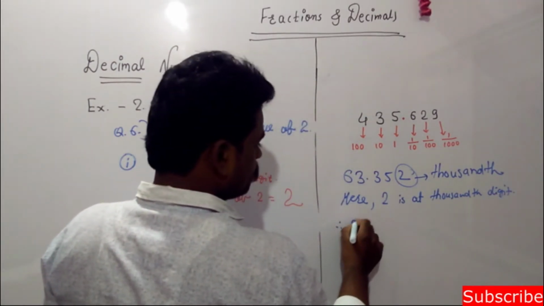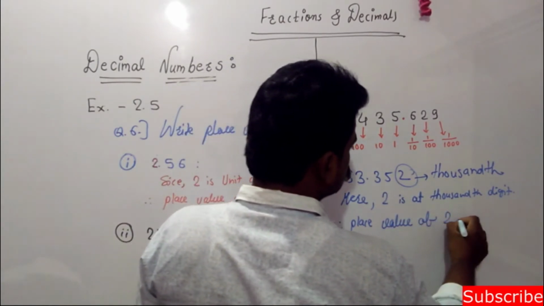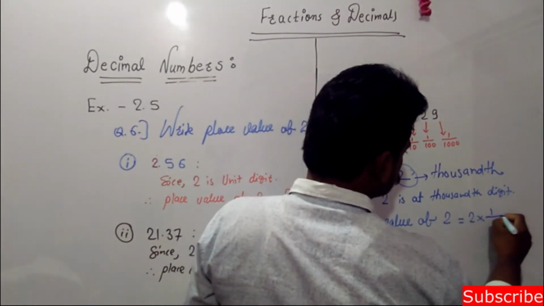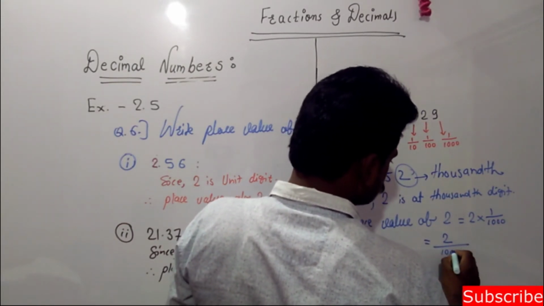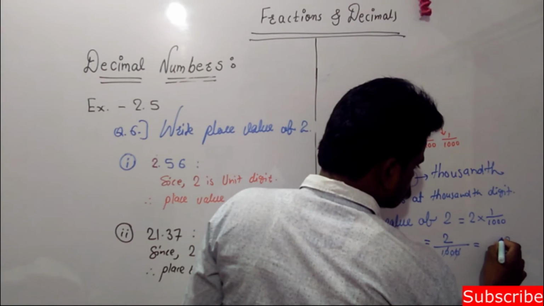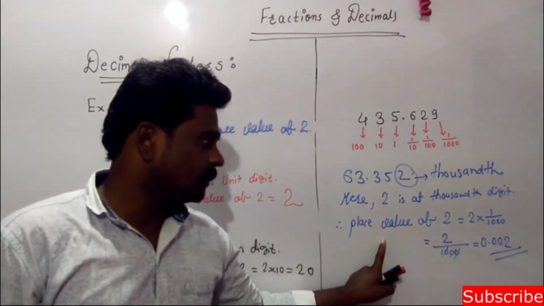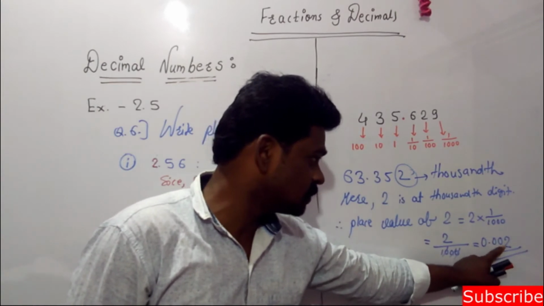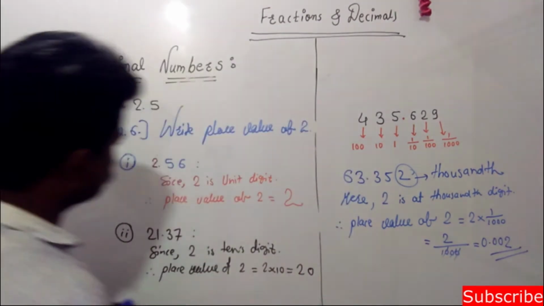and therefore the place value of 2 is equal to 2 into, now for the thousandth digit, how can we write it? 1 upon 1000. So this is equal to 2 upon 1000, and the 3 zeros will cancel. That means 0.002, and this will be your answer. The place value of 2 in this number is equal to 0.002.